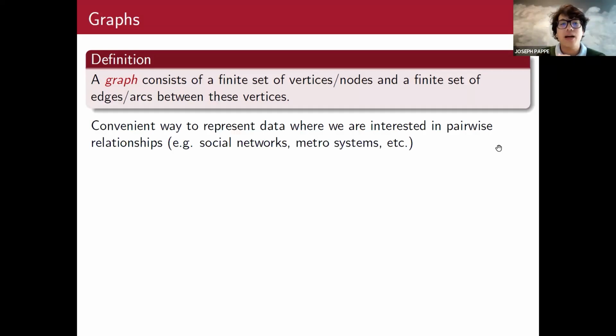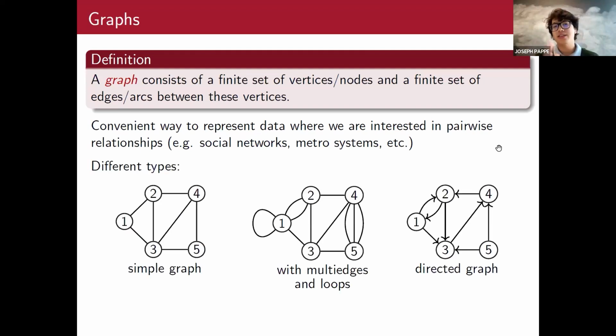So for instance, maybe we want to model a social network where we have a bunch of people, which are our vertices, and we care about whether people are friends or not, which is an edge between them. Or maybe we have some metro system where the stops on our metro are our vertices, and then we care about whether or not there's a connection between them. So there's lots of different types.